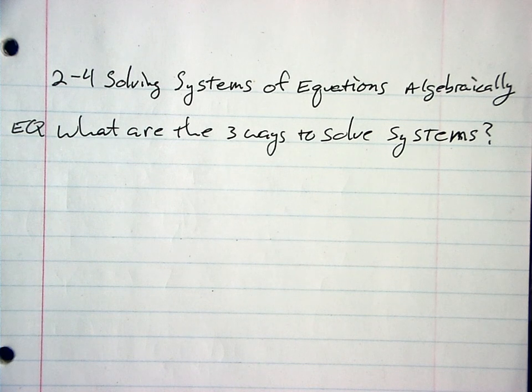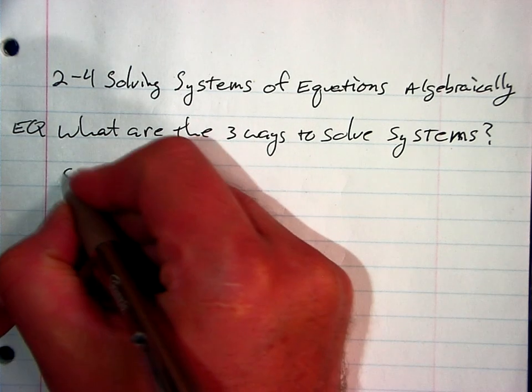Alright, this is 2-4, solving systems of equations algebraically. What are the three ways to solve a system? We actually learned one yesterday. How did we solve these systems yesterday? Graphing. Good job. So let's learn the other two. The first way is substitution.